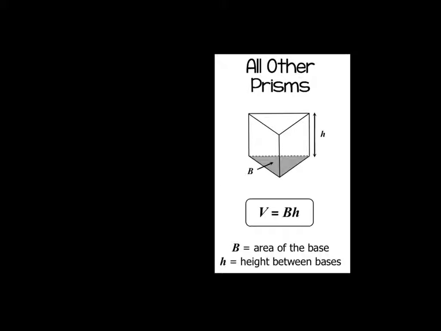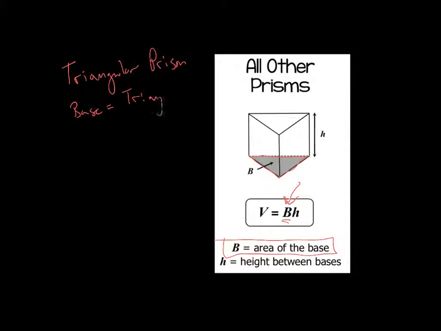Volume of all other prisms is pretty straightforward, right? But all you really need to understand is that it's just going to be B times H. But notice the B is capitalized. Capital B stands for area of the base. So I look at this base, and this is why I want you to name the prism, because this is a triangular prism, which means that the base is a triangle. So the area of a triangle is 1/2 base times height.